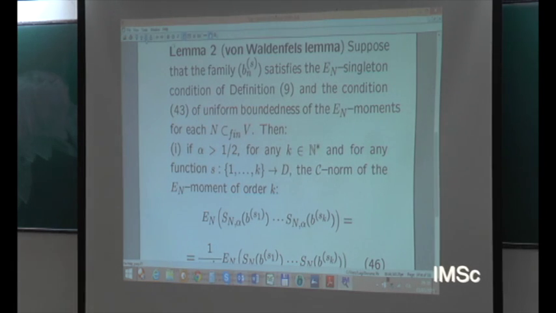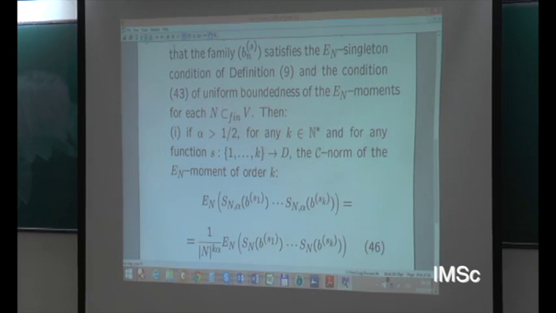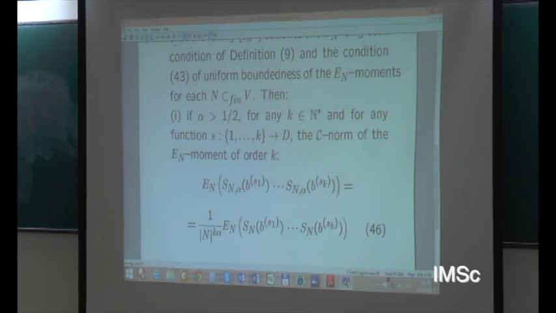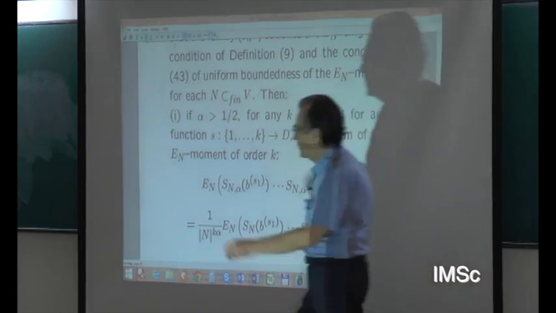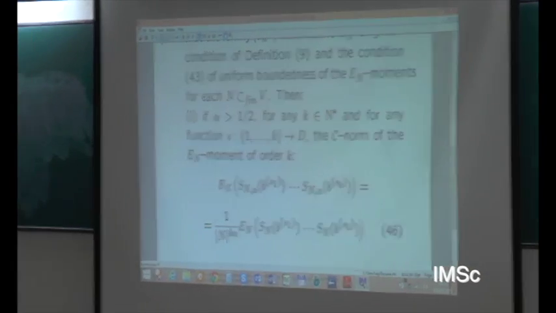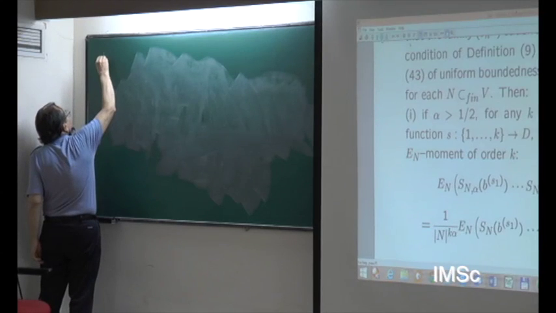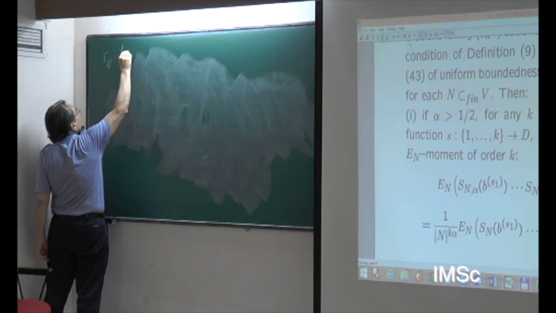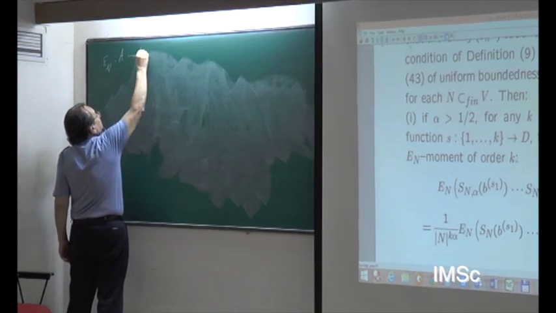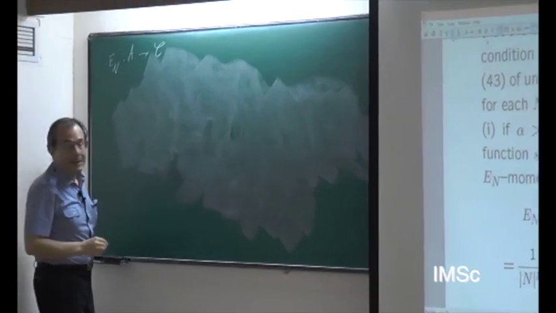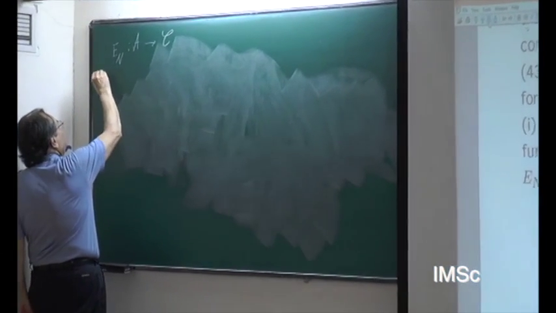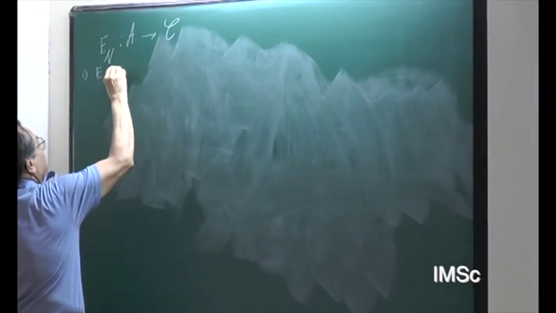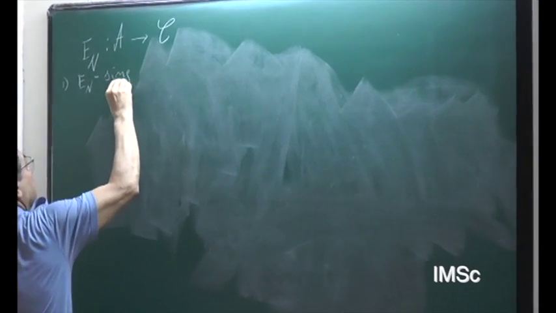I just want to recall and write the two basic assumptions that we made. Remember that we have a family of expectation values. These expectation values are defined on an algebra with values in a normed space. And we are making the following assumption, that En satisfies the singleton condition.